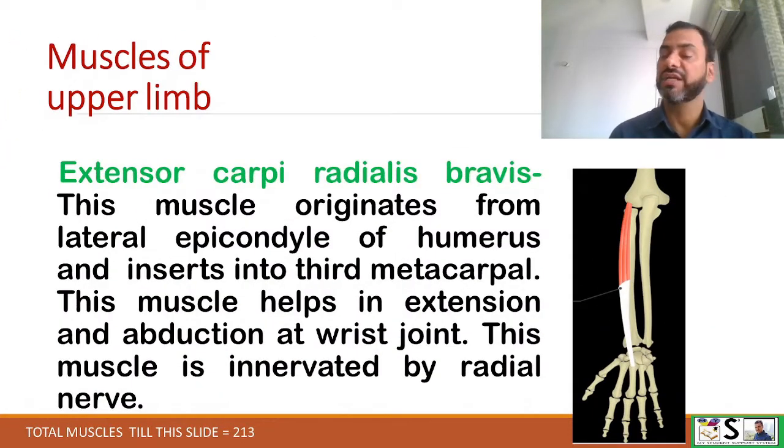Extensor carpi radialis brevis. This muscle originates from the lateral epicondyle of humerus and inserts into third metacarpal. This muscle helps in the extension and abduction at the wrist joint, and this muscle is innervated by radial nerve.